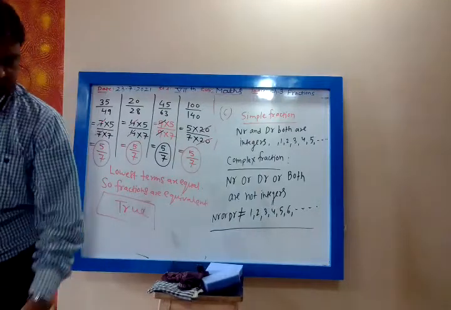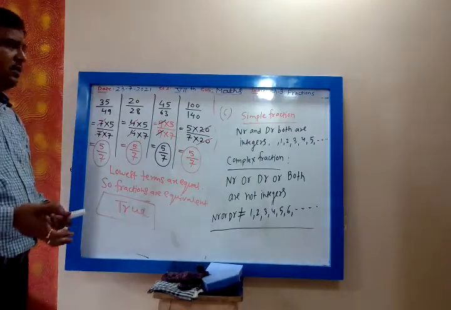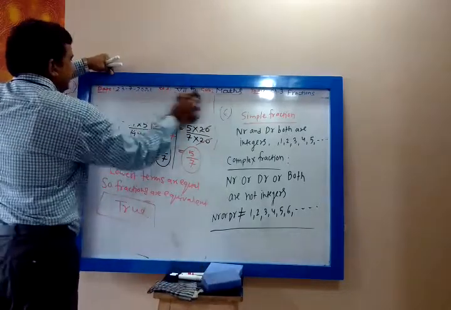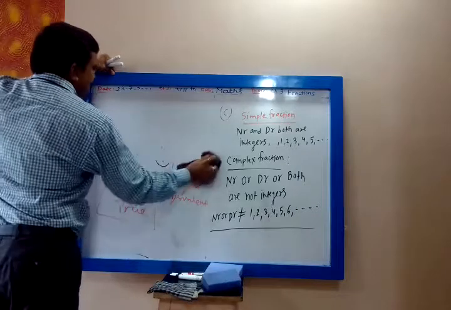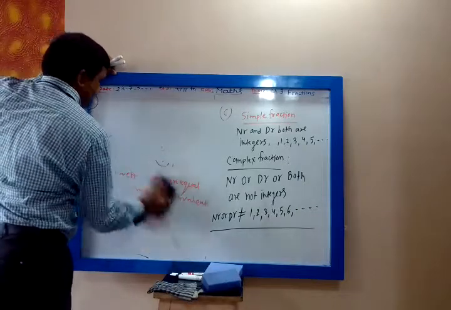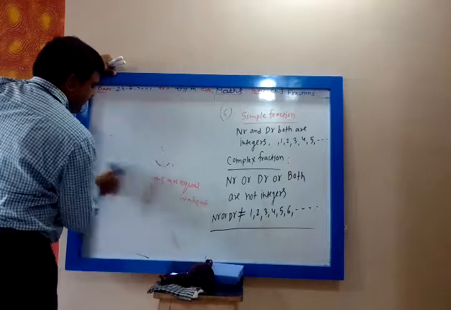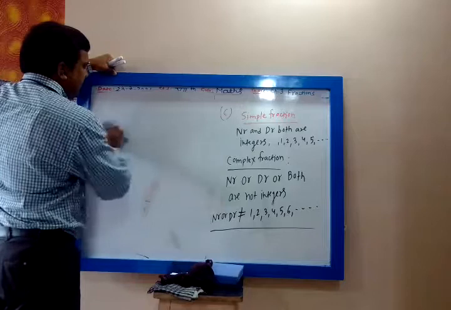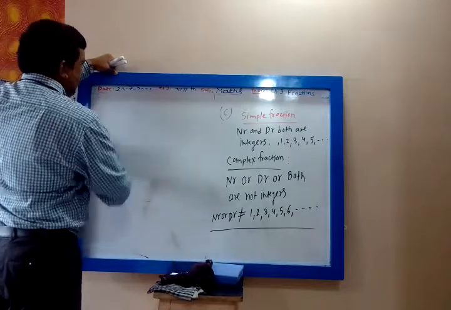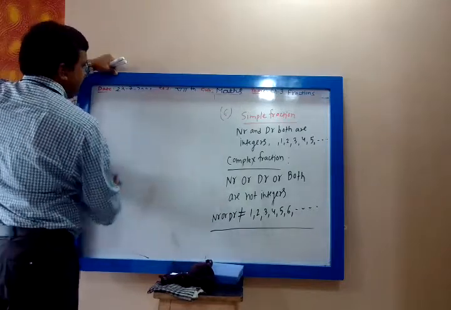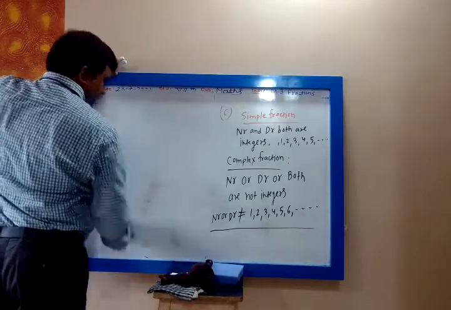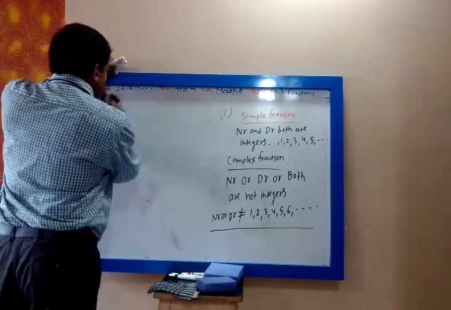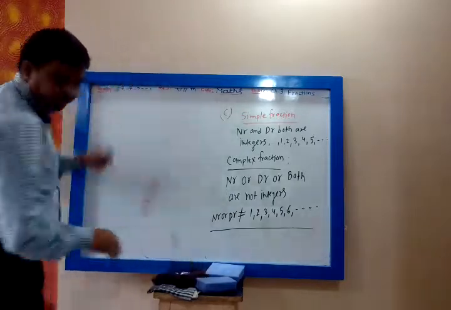Okay. So when numerator and denominator both are integers, then it is a simple fraction. When numerator or denominator are not integers, then it is a complex fraction. So simple fraction means numerator and denominator both should be integers. Complex fraction means numerator or denominator or both are not integers. So we can identify simple fraction and complex fraction based on this definition.